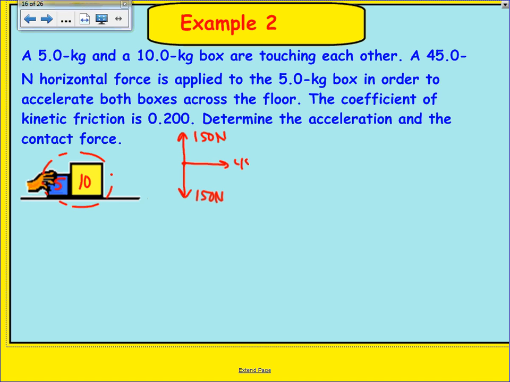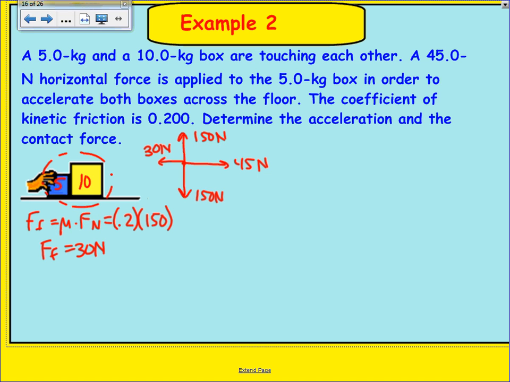Remember, I'm treating it as one system. 45 newtons are acting to the right, and now we've got a force of friction, and I actually need to figure out what that frictional force is. Remember, friction can be found by taking your mu times your force normal. My mu, we are told, is 0.2, and my normal force, when I'm treating the whole thing as one system, is 150 newtons. If I take 150 times 0.2, my force friction is equal to 30 newtons. So that's what I'm going to plug right here in the force diagram.